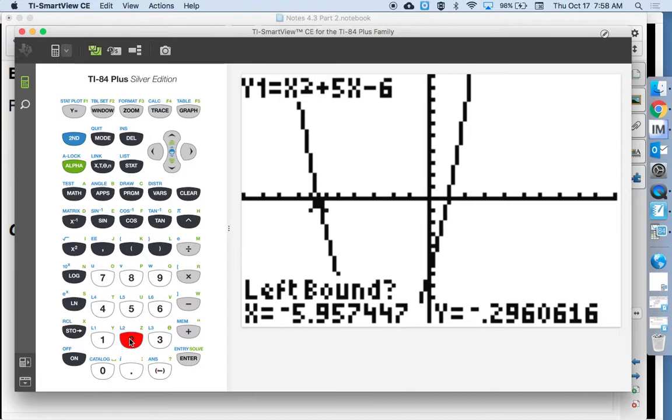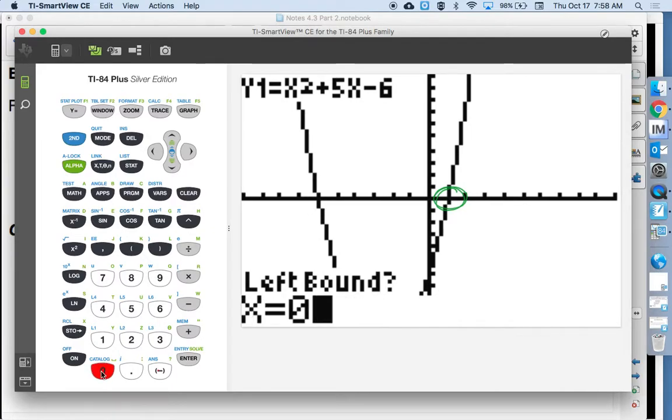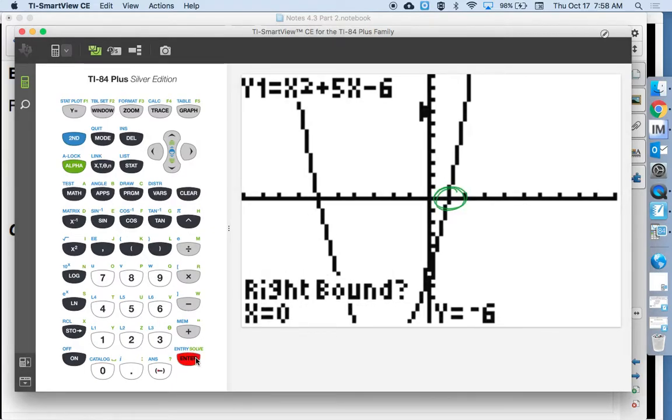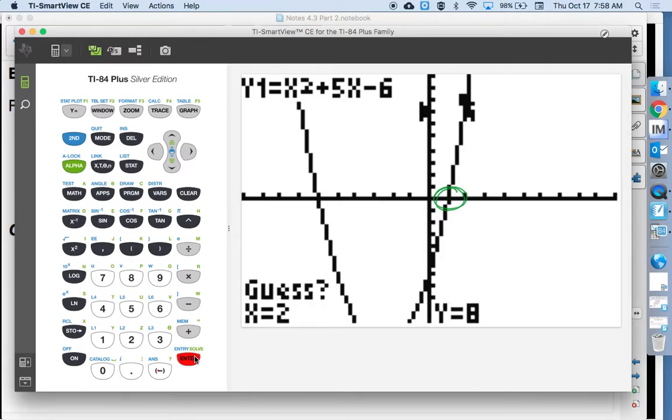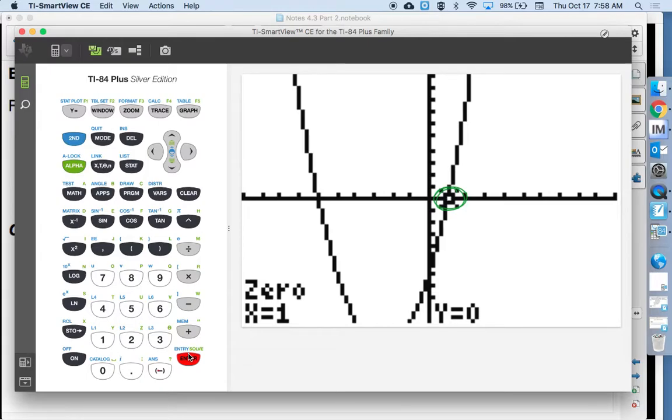So if I'm now finding this one over here, that's the number 1. So left bound, something to the left of 1. What number would be to the left of 1? 0. So I type 0, hit enter. Right bound, something to the right of +1 would be 2. I would hit enter. Guess, you never do anything but hit enter. And then I have my second 0 that I found with the calculator.